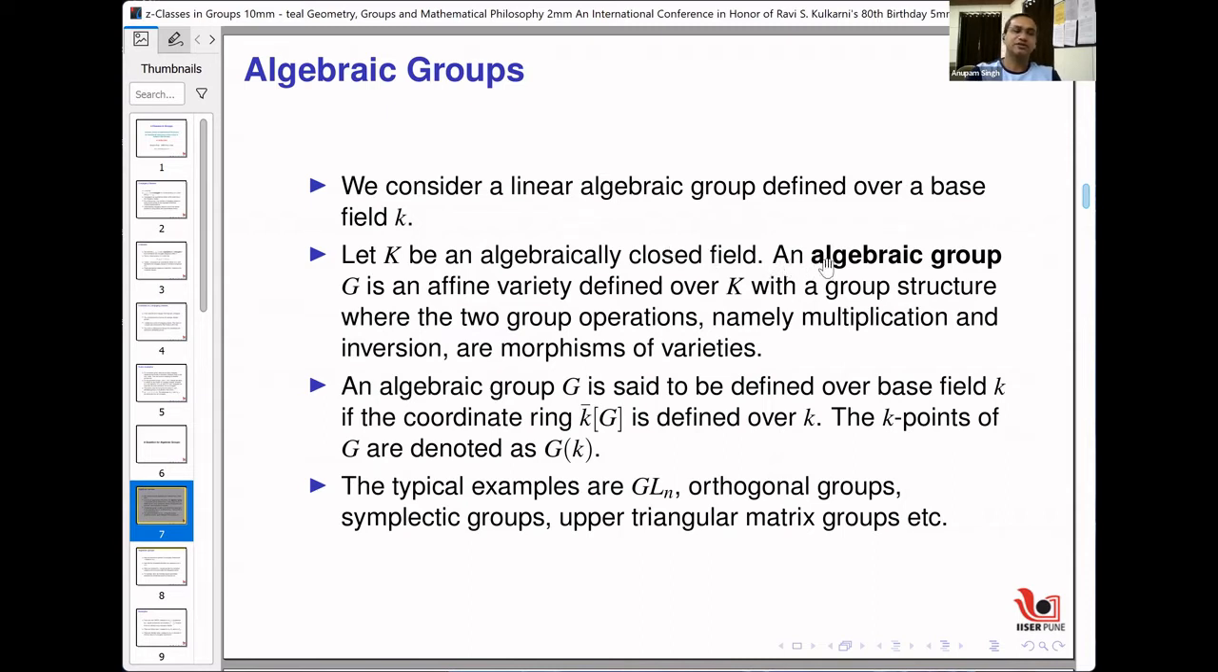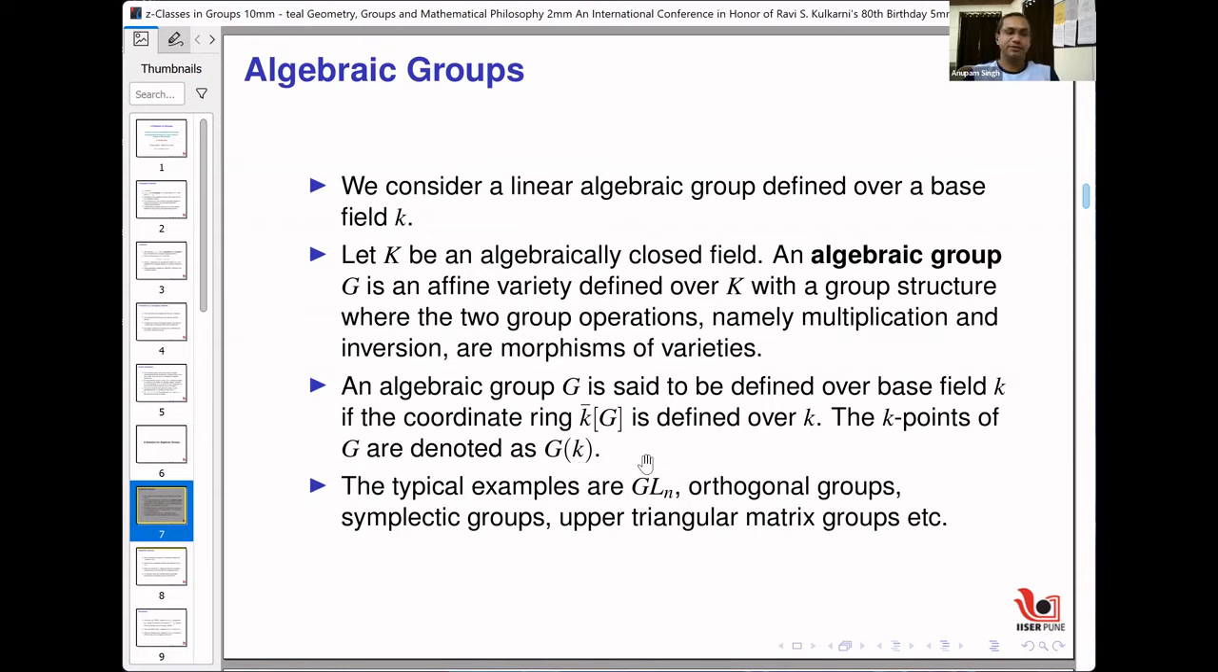What does that mean? An algebraic group G is supposed to be defined over an algebraically closed field. So I begin with capital K, an algebraically closed field. An algebraic group G is an affine variety defined over K with a group structure, where the group operation maps, namely multiplication and inversion, are supposed to be morphisms of varieties. And then there is a notion of the group G defined over a base field small k. Roughly, this means that an algebraic group G is said to be defined over the base field k if the coordinate ring K[G] is defined over k. The k-points of G will be denoted as G(k), right?